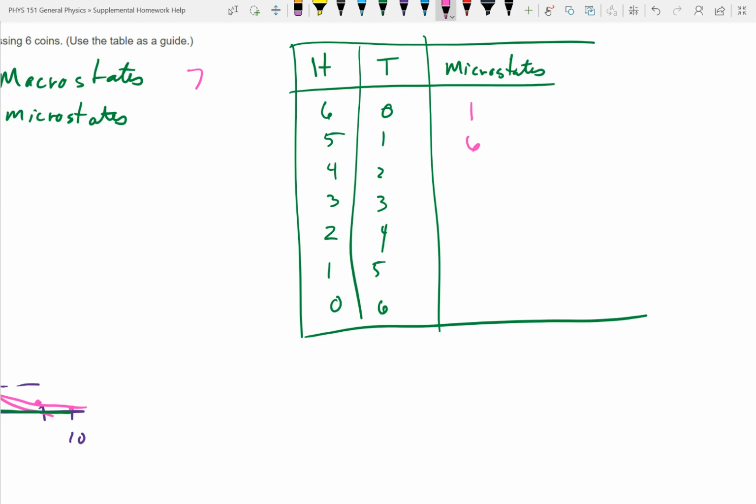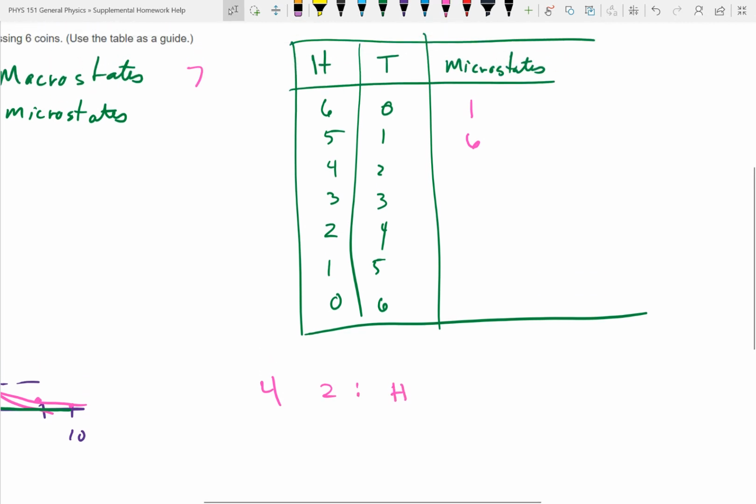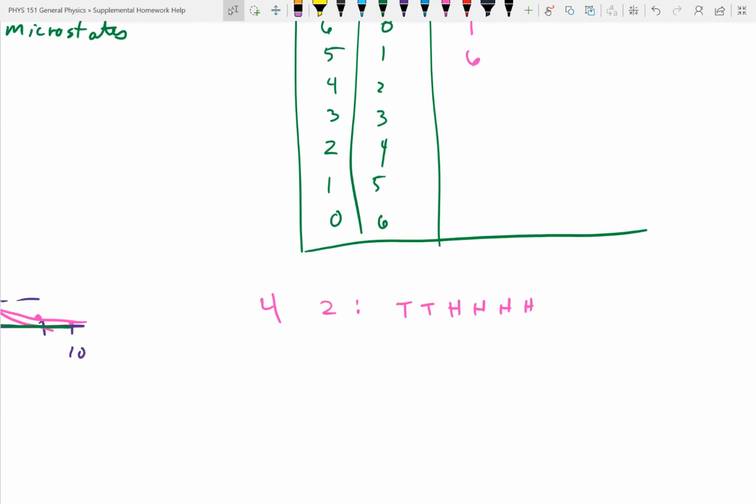Now four and two. That means if we have the first one as a head, then we could have the second one as a head, or the third one, or the fourth one, or the fifth one, or sixth one. So there's five of them with head as the first one. Okay, you don't look like you're convinced. So let's just do 4, 2. It's four heads. I'm going to do the tail first then. So we could have tail, tail, head, head, head, head. All right, that's one up.